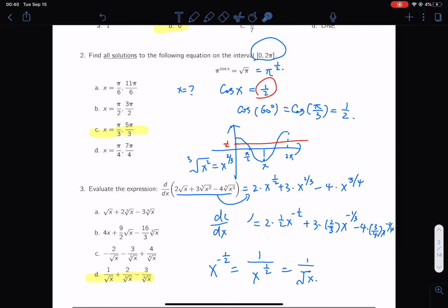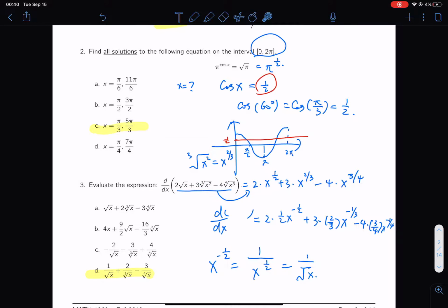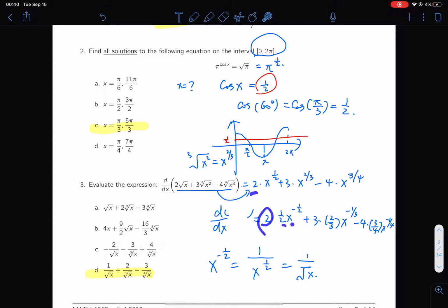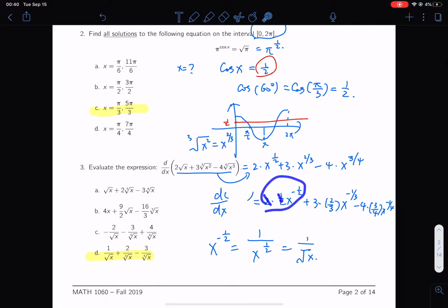Number 3 is similar to one of the in-class activities. We can rewrite this term. Square root of x is just x to the 1/2 power. And then x squared, 2 is in the denominator, 3 is in the denominator. And then for the derivative, you can see 2 multiplied by 1/2 multiplied by x to the minus 1/2 power. So the first term here, we have x, you can see 2 can be cancelled. We have x to the minus 1/2 power.